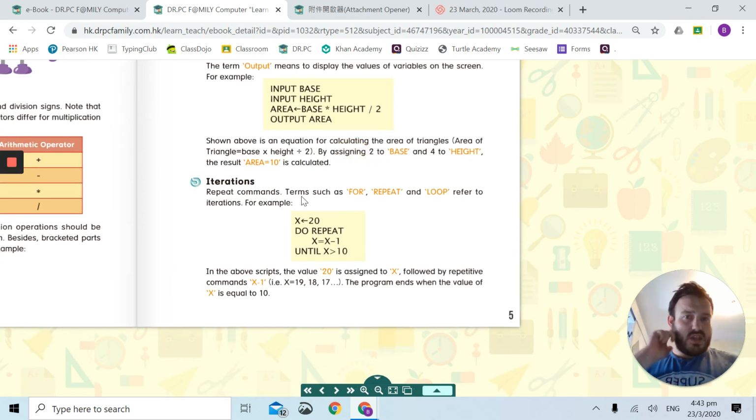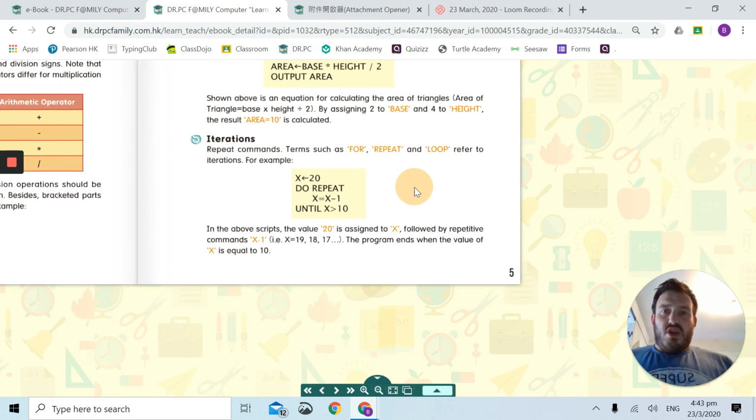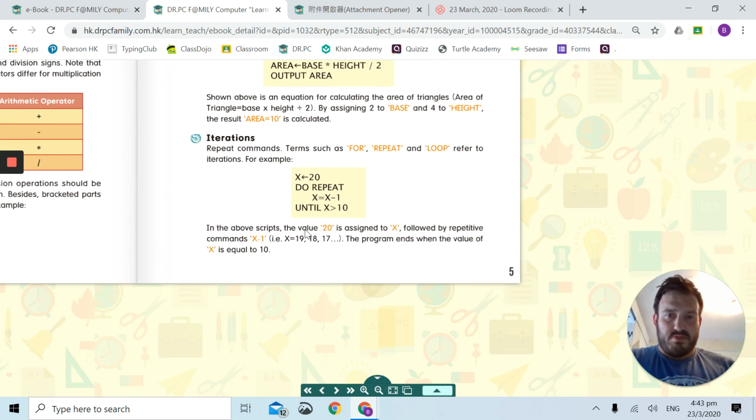Repeat commands: terms like repeat and loop refer to iterations. In the above script, the value 20 is assigned to x, followed by a repetitive command x minus 1. So that would be 19, 18, 17. The program ends when the value of x is equal to 10, until x is equal to 10.